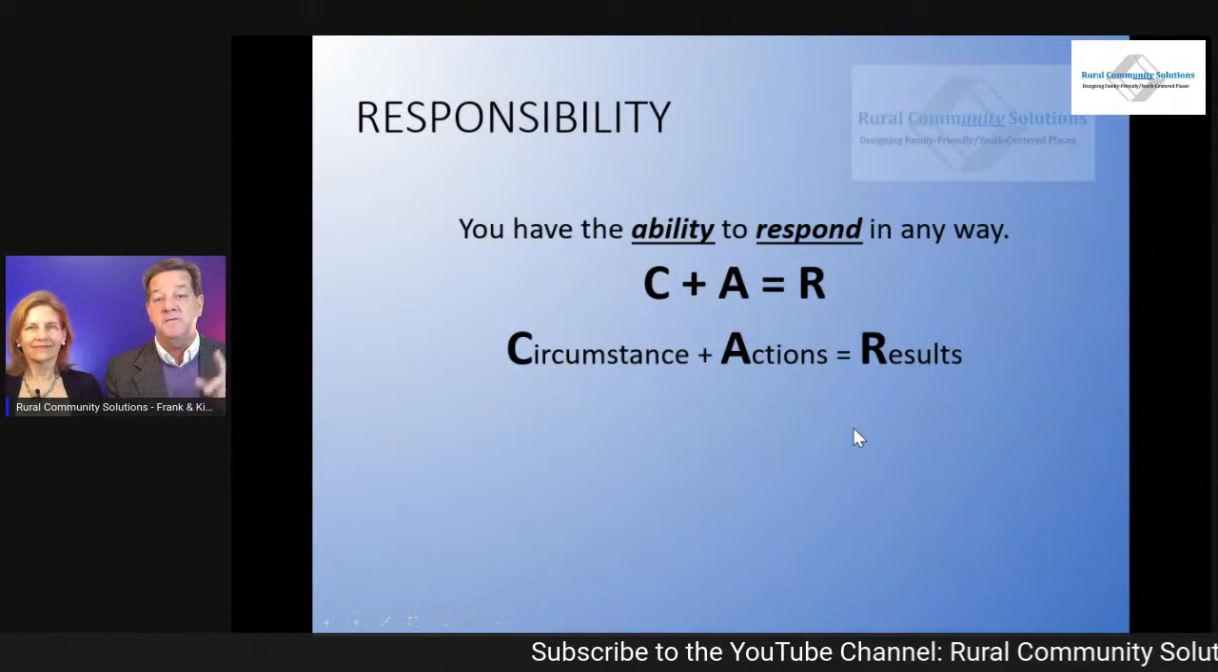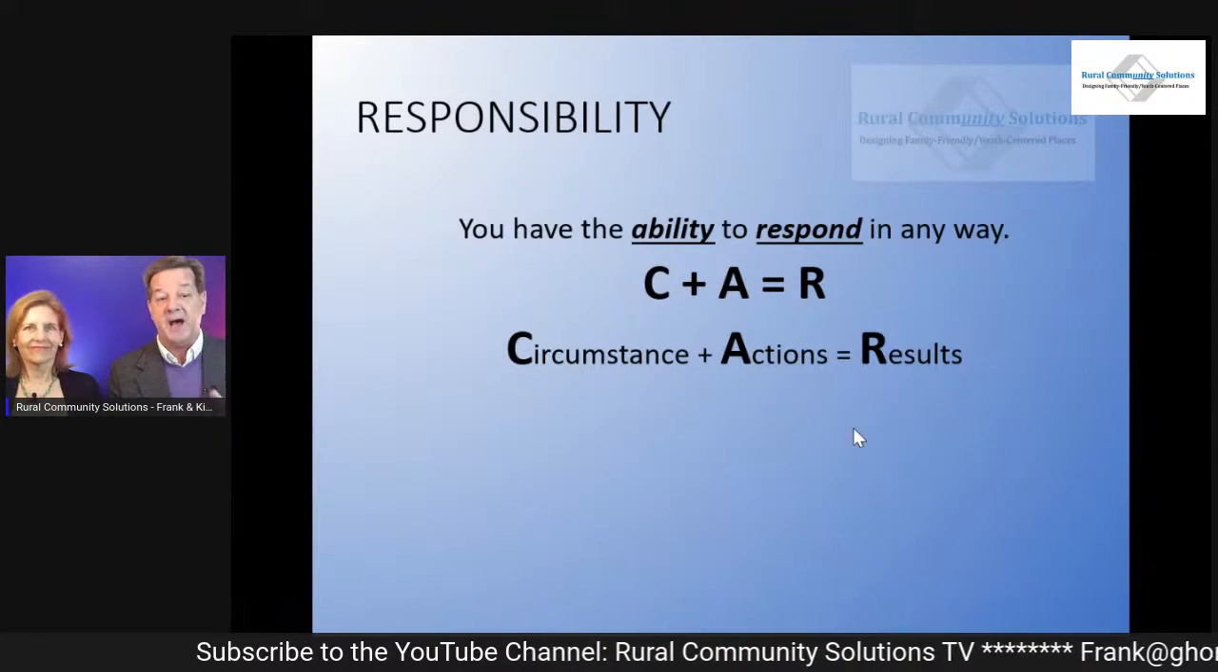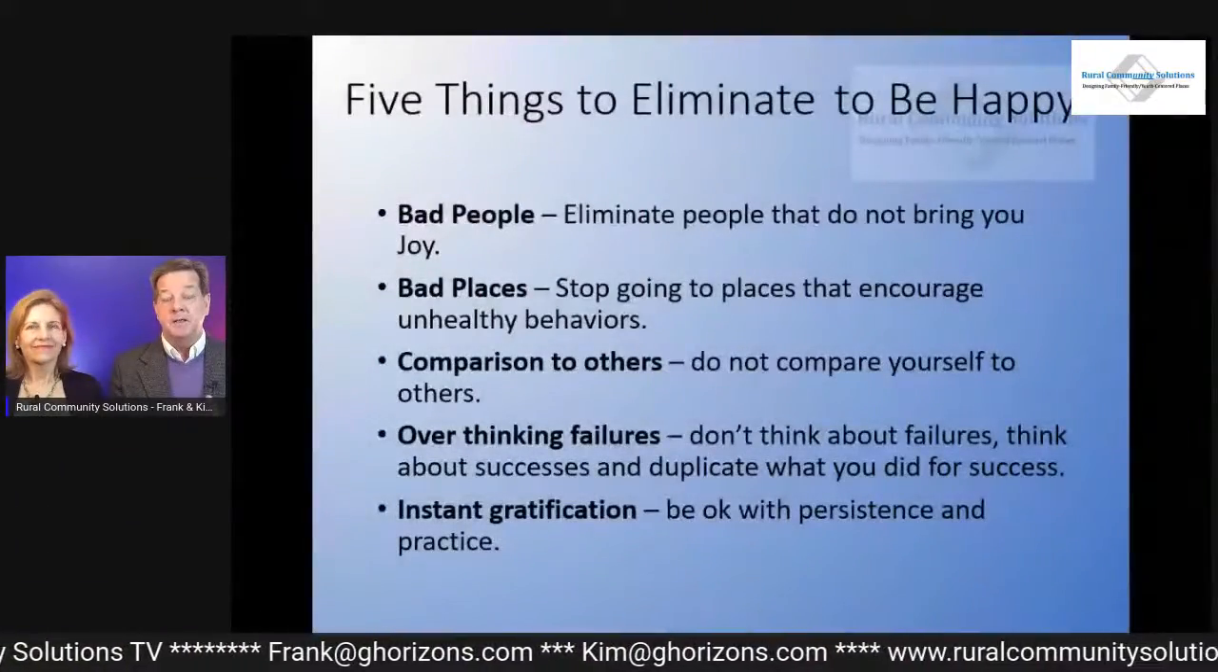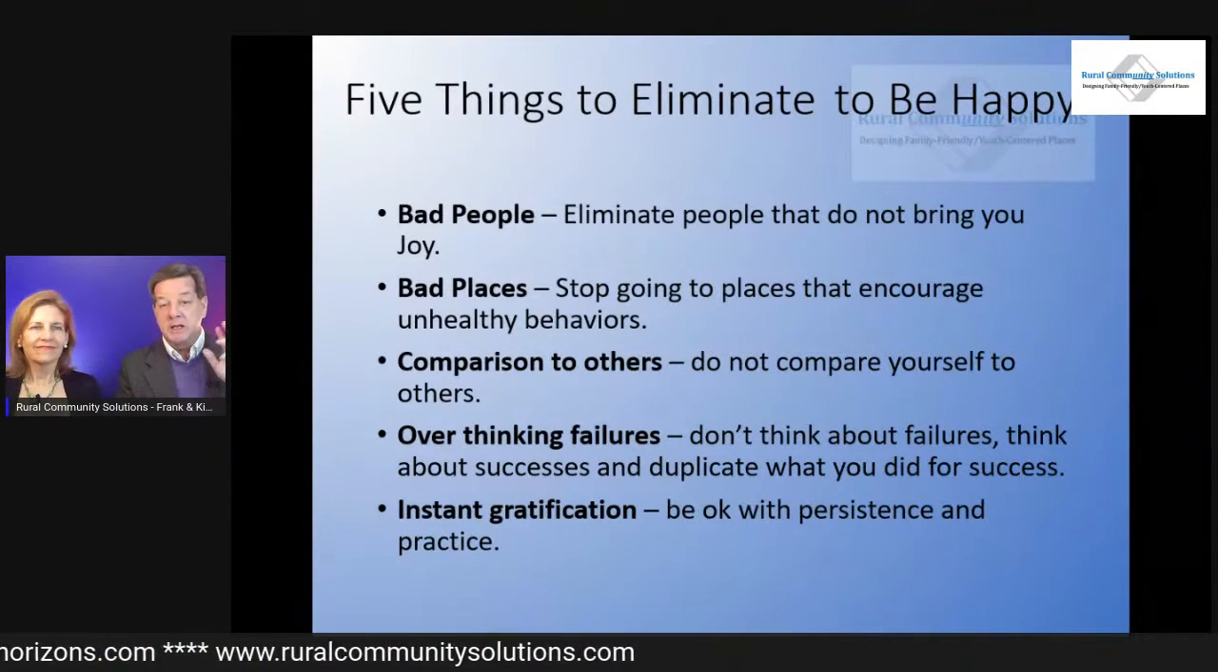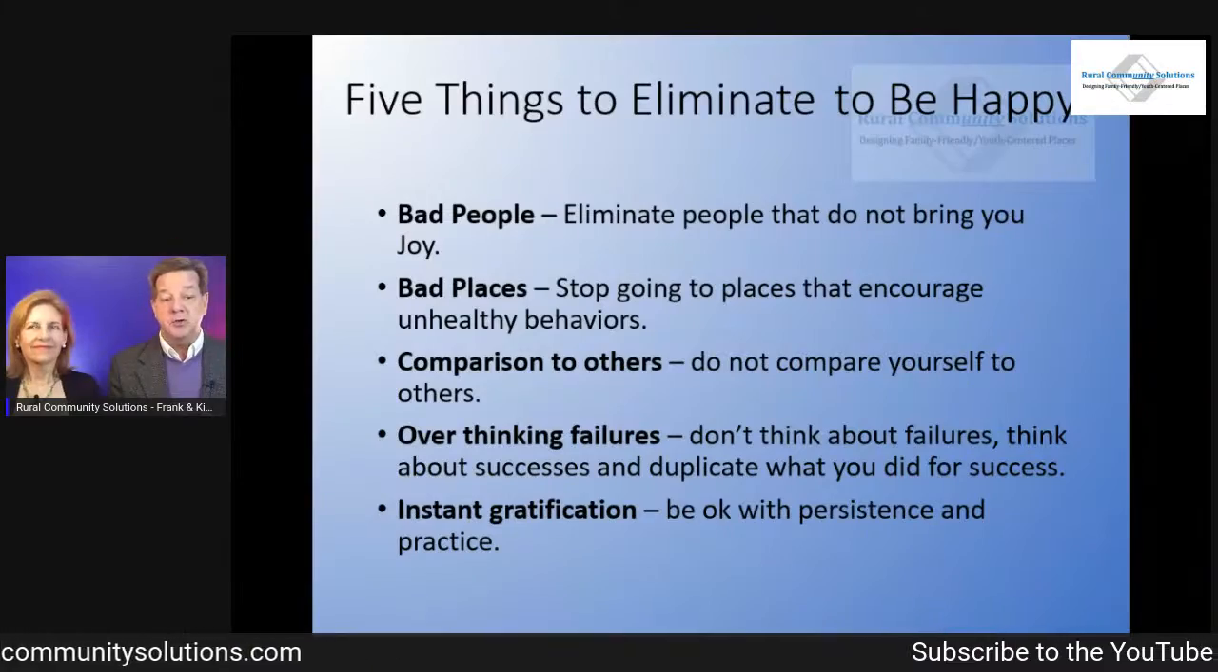So I'm going to give you 5 steps, 5 things that you can do that are going to help you create that environment to be happy, right? And it's nothing you add, but you might have to subtract things from where you are, okay? So here we go with this list of what do you need to eliminate to be happy? You might have to eliminate bad people in your life, right? So eliminate those people that don't bring you joy.